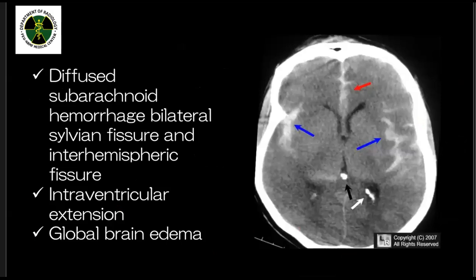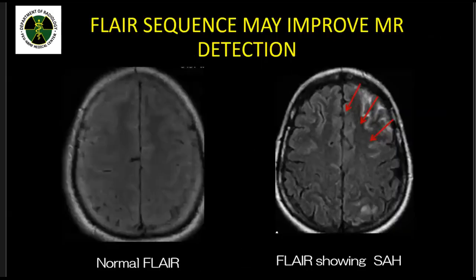So here, there's a diffuse subarachnoid hemorrhage seen bilaterally, in the sylvian fissure and the interhemispheric fissure. There's intraventricular extension and global brain edema. There's effacement caused by the edema. For the FLAIR sequence, it may improve MR detection. So FLAIR shows subarachnoid hemorrhage.